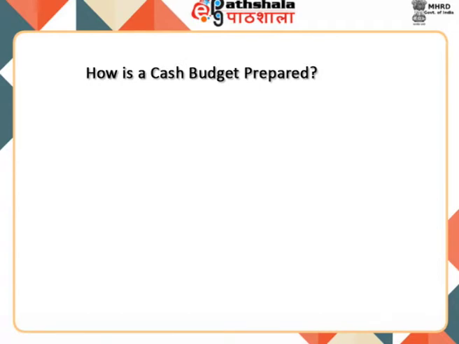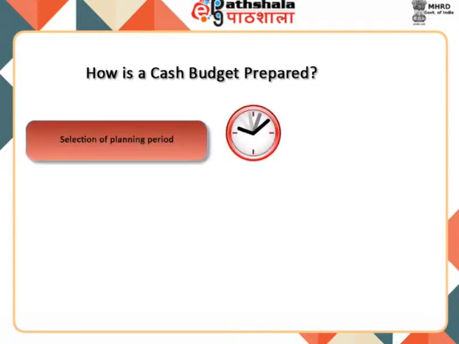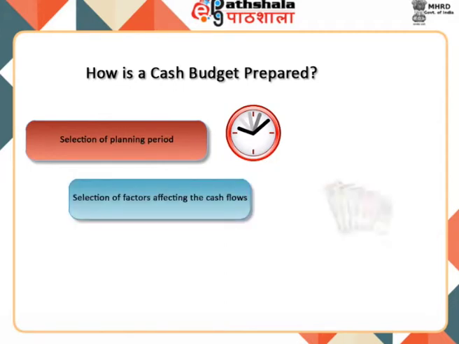Let us now understand the various steps for preparing the cash budget. Step 1. Selection of planning period. The first step to prepare the cash budget is to identify the period for which the cash budget is to be prepared. The planning period differs from firm to firm. It should neither be too long nor too short. The budget can be prepared on a yearly, quarterly, monthly, weekly, daily, or seasonal basis depending on the circumstances of the case.